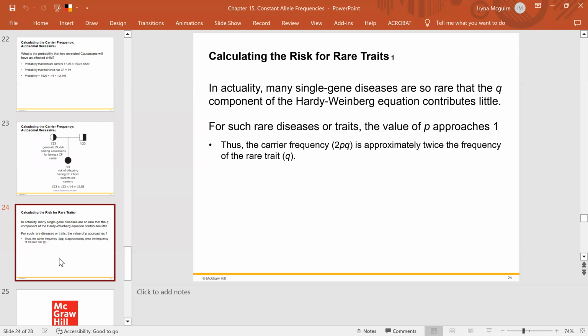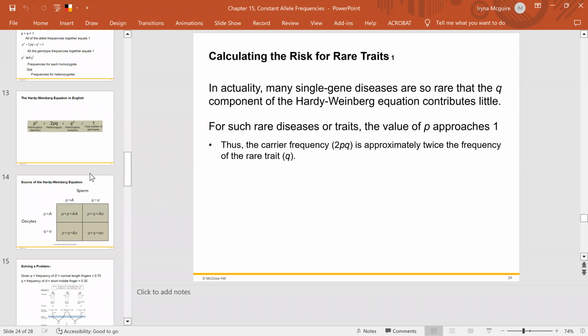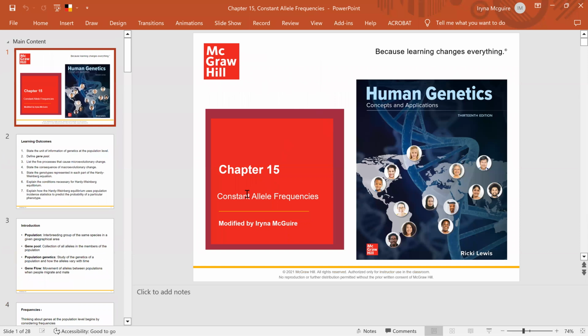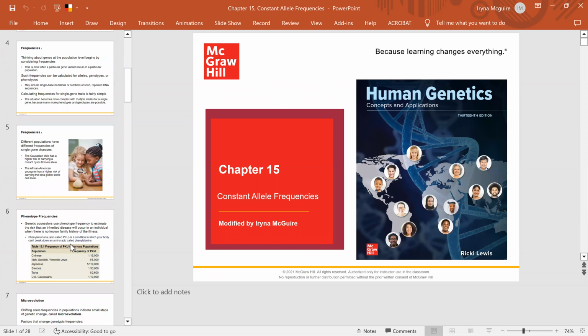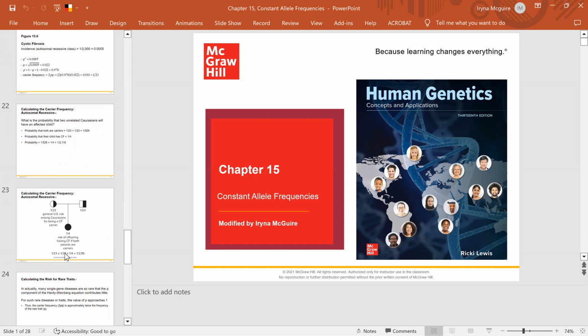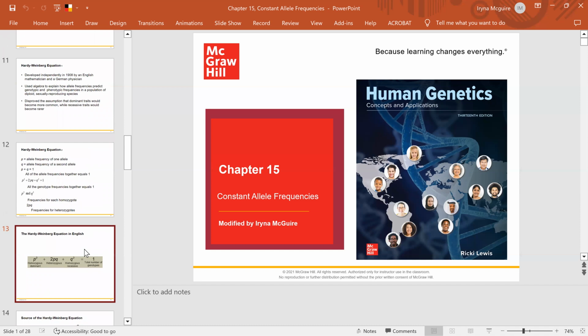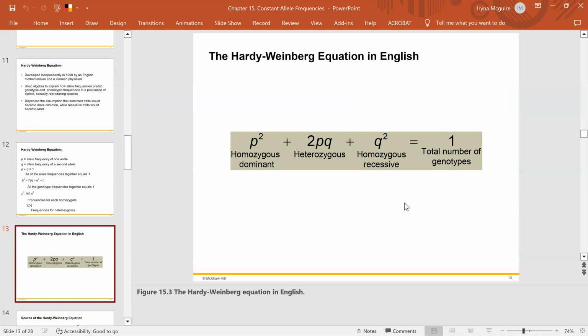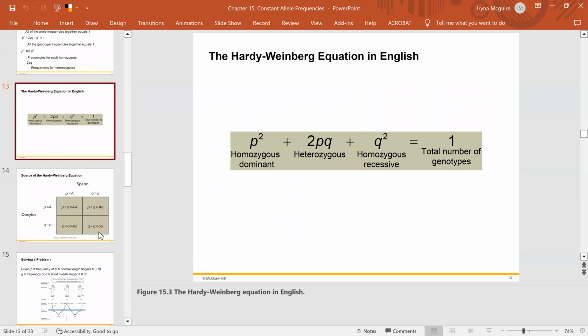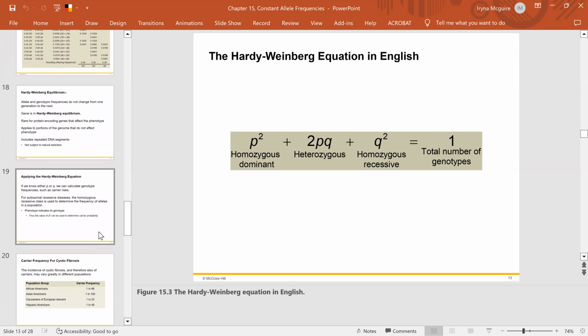All right, so that was our last slide. I just want to remind you that we covered microevolution when we have constant allele frequencies. These constant allele frequencies are described by the Hardy-Weinberg equilibrium. The Hardy-Weinberg equilibrium tells us that we can predict within the population how many individuals will be homozygous dominant, heterozygous, and homozygous recessive. And it allows us to predict the probability of genetic disorders within a population.